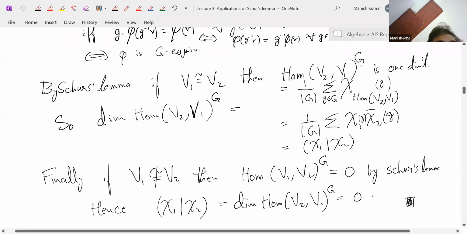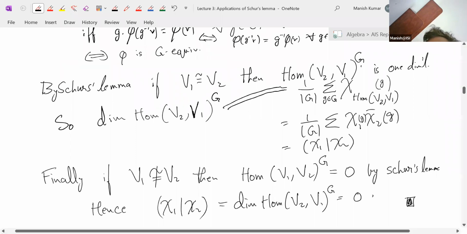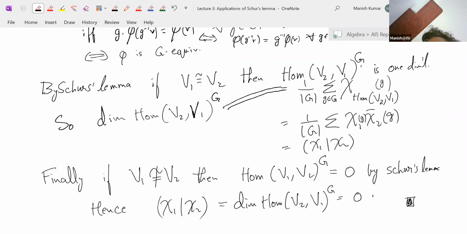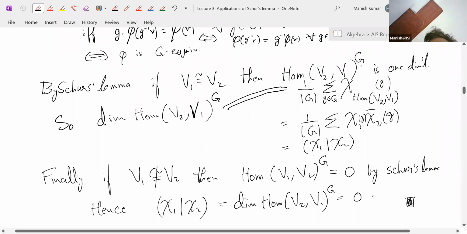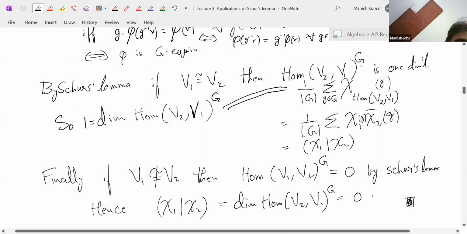It's written here. So this is equal to 1 over |G| times the sum of chi of Hom(V2, V1) evaluated at g. But we know what chi of Hom(V2, V1) evaluated at g is, because chi of Hom(V2, V1) we know is chi1(g) times chi2 bar (g). So we just copy it down, and it becomes 1 over the size of G, the sum of chi1(g) chi2 bar (g), and this is precisely the pairing of chi1 and chi2. So if V1 is isomorphic to V2, then this is equal to the dimension of Hom(V2, V1)^G, which is equal to this thing.